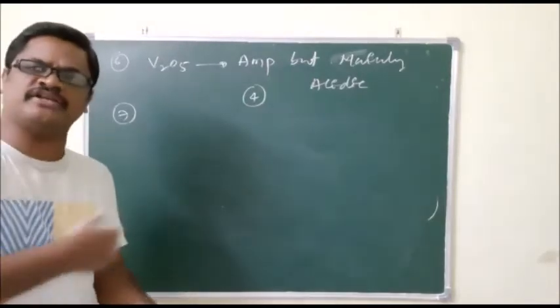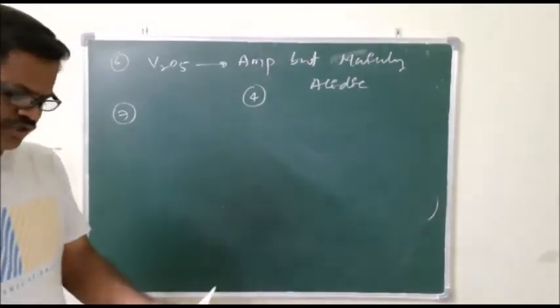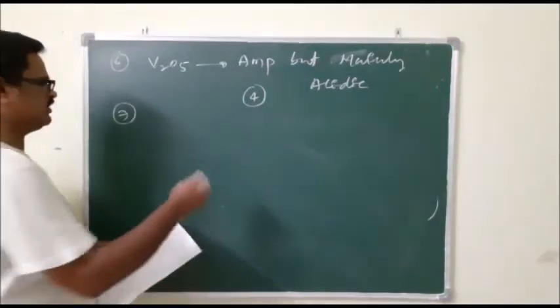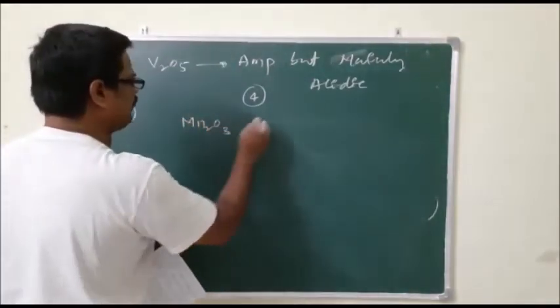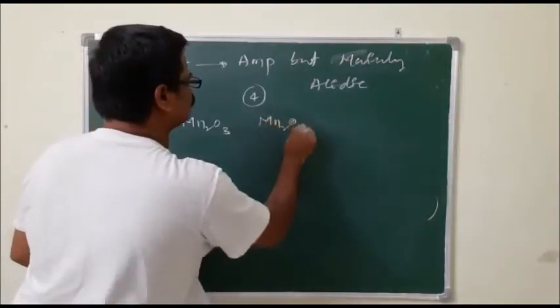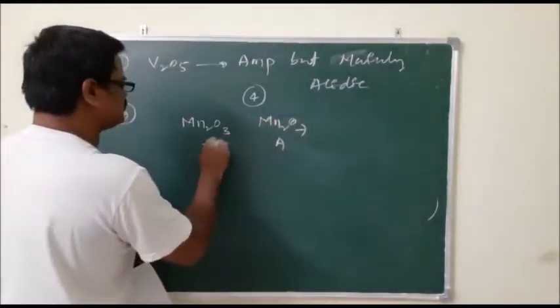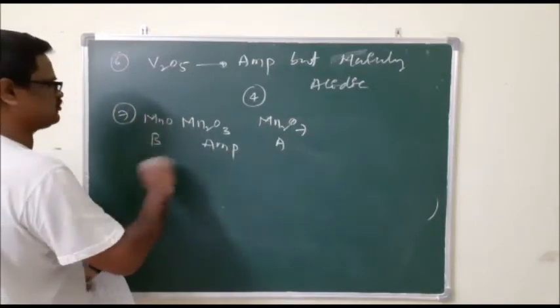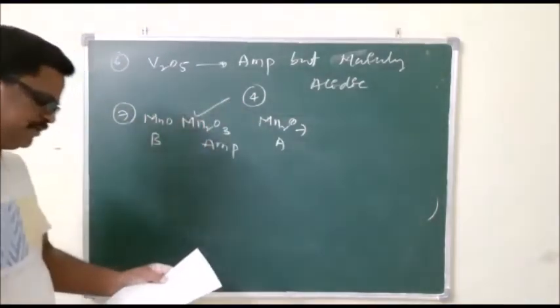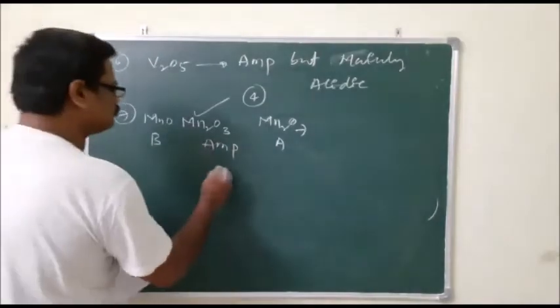Coming to question number 7, the amphoteric oxide of manganese. Just look at the data I have given. The amphoteric oxide is Mn2O3, where we know that Mn2O7 is acidic and MnO is basic. So amphoteric is Mn2O3, which means option 2 is correct.